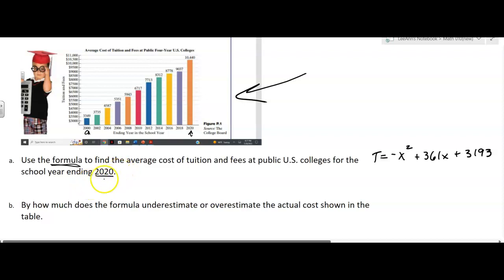So to find x, it's going to equal 2020 minus 2000. Remember, because it has to be the number of years after 2000. So x is 20. Okay, so then we're going to put that in. T equals negative 20 squared. Now, if you're going to use parentheses, that 20 is in parentheses. It wasn't a negative 20 that's being squared. It's 20 that's being squared. That makes a big difference. Plus 361 times 20 plus 3,193.